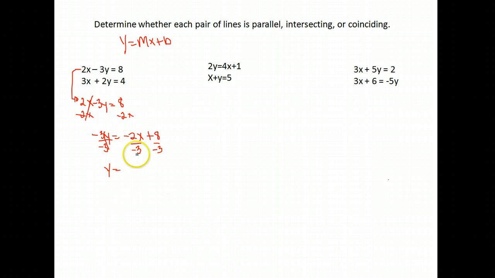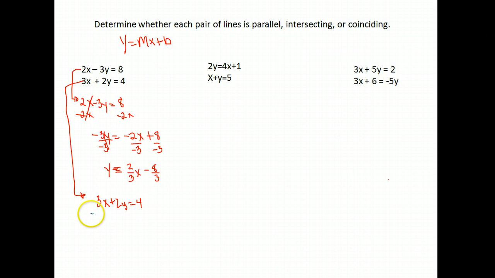So now I have -2 divided by -3 is a positive 2/3 and -8/3 on the end. Let's do the same with our second line.